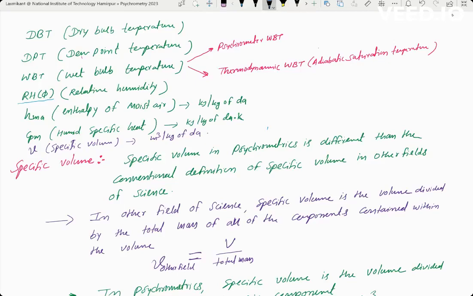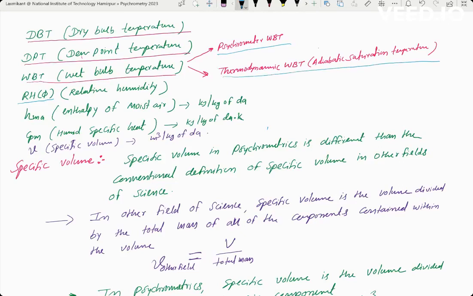So we have studied the dry bulb temperature that we can easily measure by any temperature measuring device. We have studied the dew point temperature. After that, we have studied the wet bulb temperature, and we have studied two types of wet bulb temperature. One is psychometric wet bulb temperature, and another is thermodynamic wet bulb temperature.